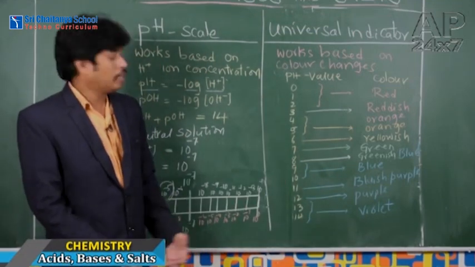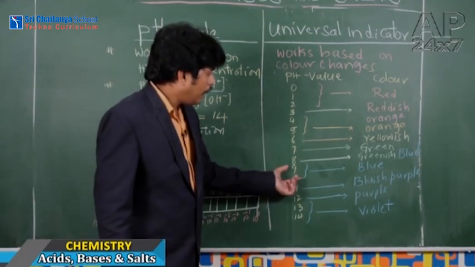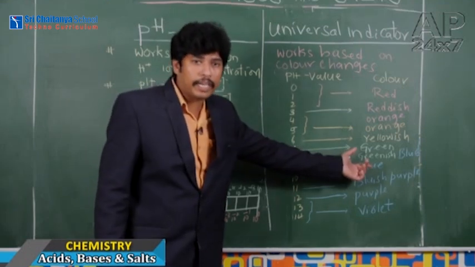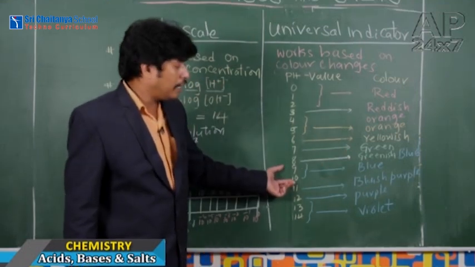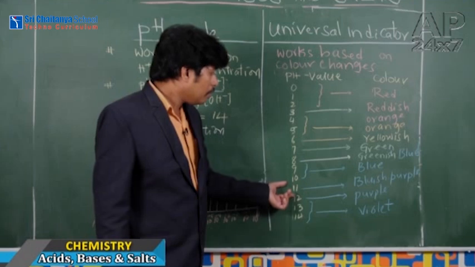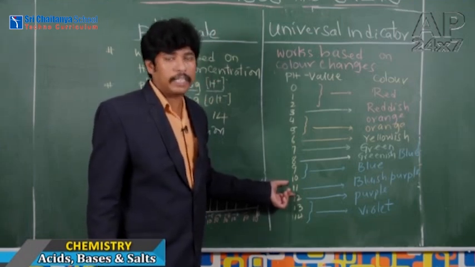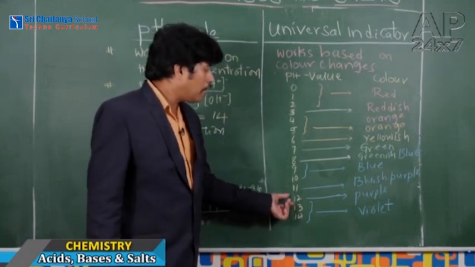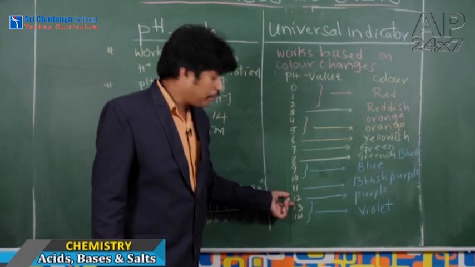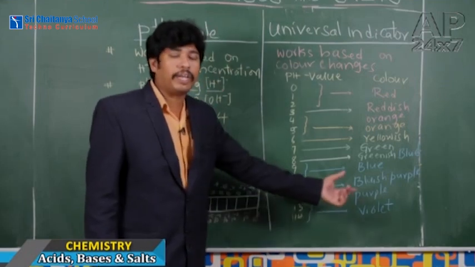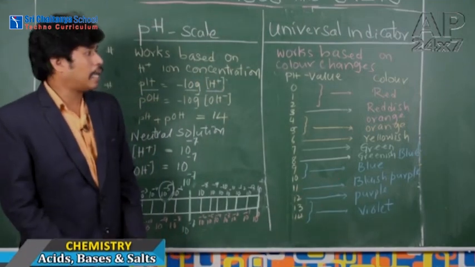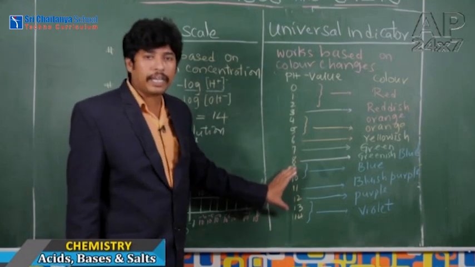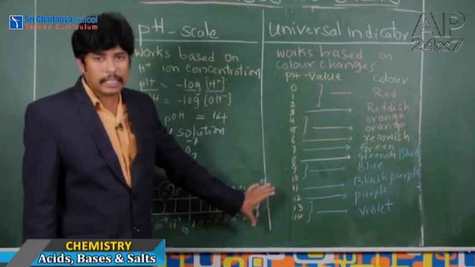is violet. So here pH 8 will be somewhat greenish blue, 9 and 10 it is blue, 11 is bluish purple, that is nothing but indigo, and at 12 it is completely indigo or purple, and at 13 and 14 we can observe violet color. So like this, these are the colors we can observe in case of universal indicator.